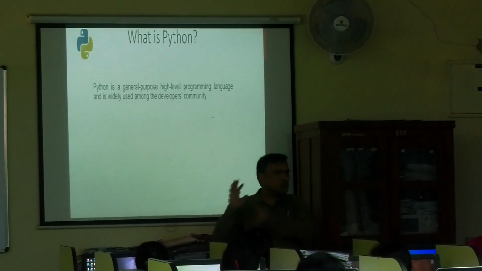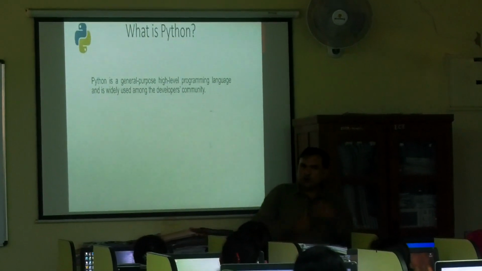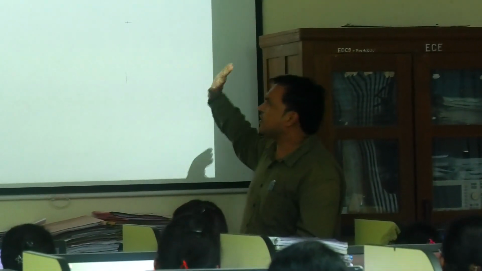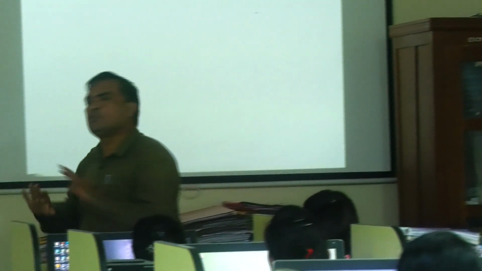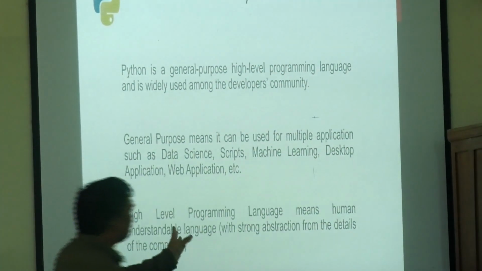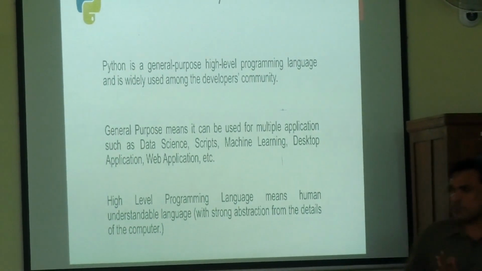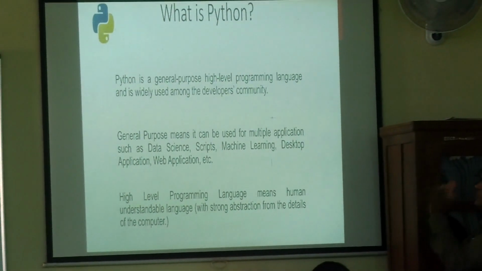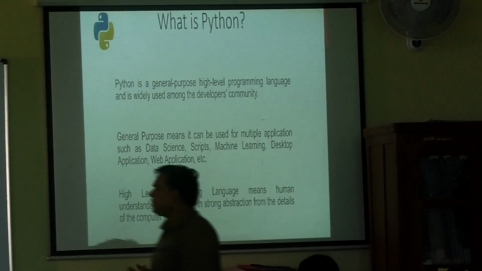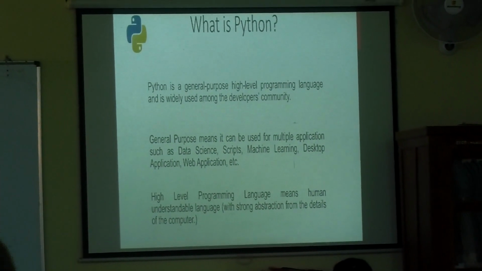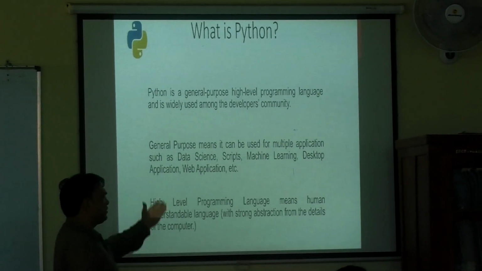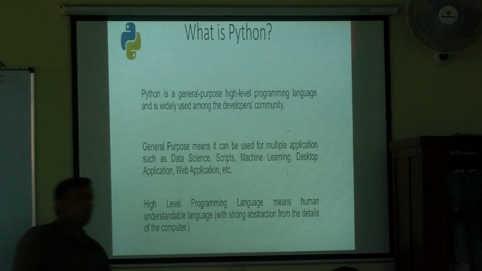Conceptually, the same concepts we are going to utilize here also. So you should not go to learn the language from scratch. Just remember that you are familiar with languages, then you can use it. Python is widely used among the developer community. Most of the community nowadays is replacing MATLAB or using this language. Python, as I already said, is a general purpose language, that means it can be used for multiple applications. General purpose means anyone can use it, like data science, scripting, machine learning, desktop applications, website development, and many tasks we can do. High level language means a human understandable language, that means with strong abstraction from the details of the computer.